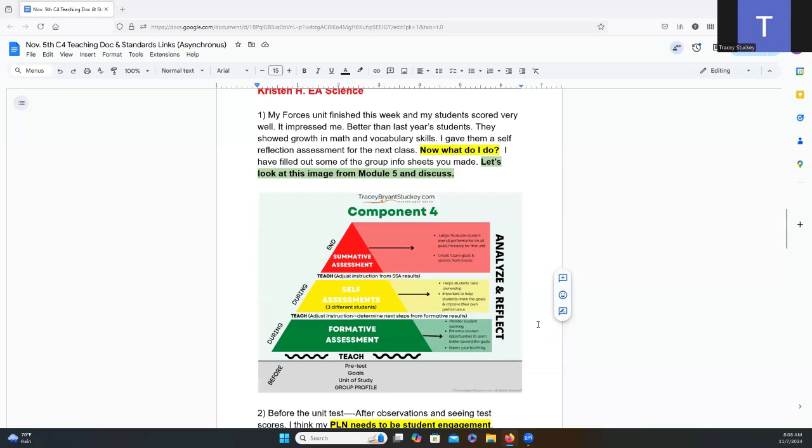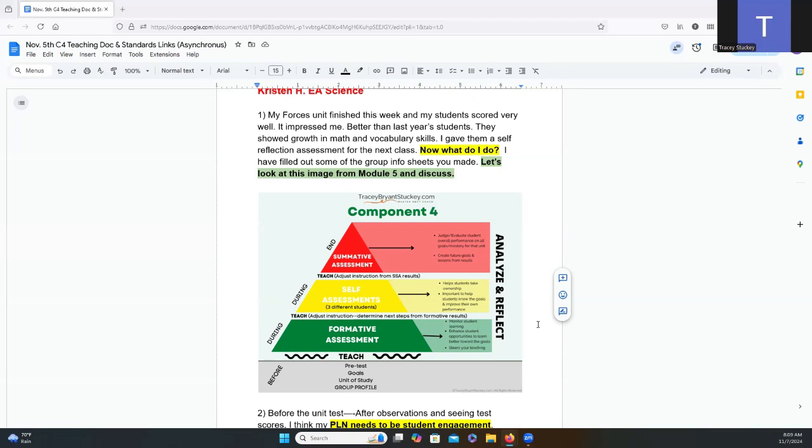And so we've been talking a lot. Kristen, you're growing big. I just want to say I'm proud of you. Your forces unit finished this week, and your students scored very well, and it impressed you. See, this is what the National Board process does for you, Kristen. It makes you become so incredibly analytical and reflective over your practice. Even at the end of something, you're amazed. Your students could do this all the time, but where was the energy and the focus? It was on things that didn't really impact the students as much, and that's what the National Board's teaching you. So for me, I am so super proud of you about that.